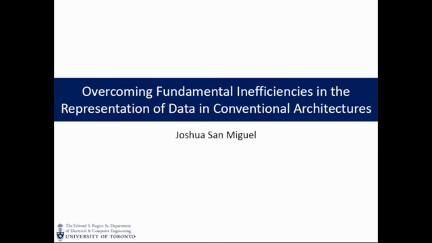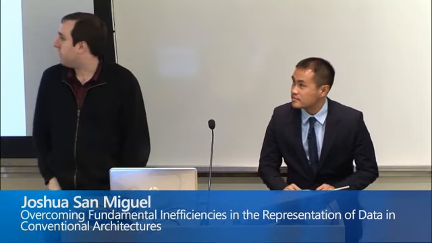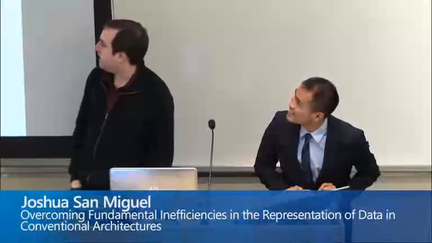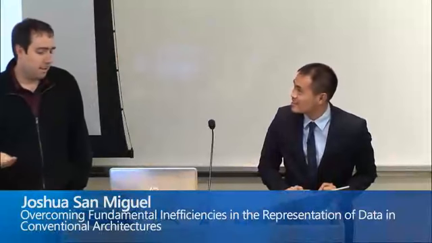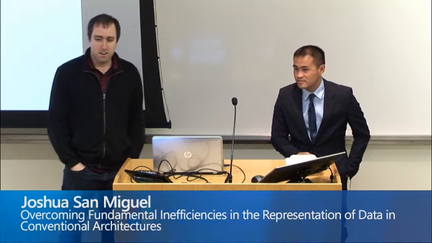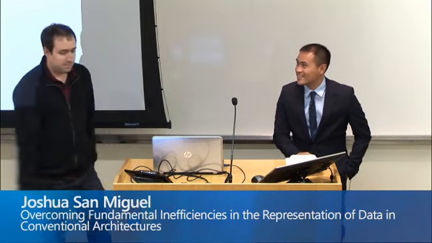Okay. So it's my pleasure to introduce Joshua San Miguel. He's here from University of Toronto. He's going to talk about overcoming fundamental inefficiencies in representations of data in conventional architectures. And his work really spans a pretty broad range of architecture, from approximate computing through network on chips and all sorts of different things. So take it away.